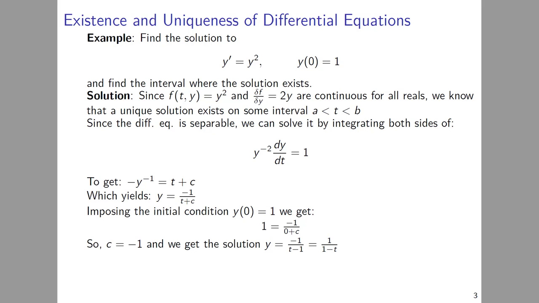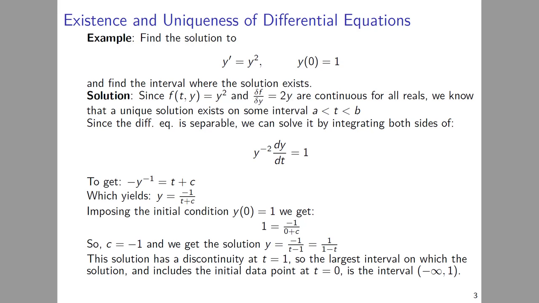But using the theorem, we can say a bit more. We know that this solution exists and is unique on an interval for the real number line. But notice that this solution has a discontinuity at t equals 1. So the largest interval on which the solution exists that includes the initial data point t equals 0 is the interval from negative infinity to 1. The interval from 1 to infinity doesn't include our initial data point 0.